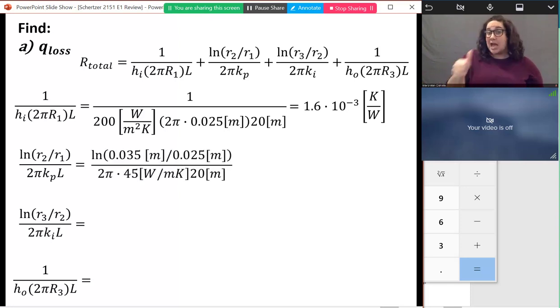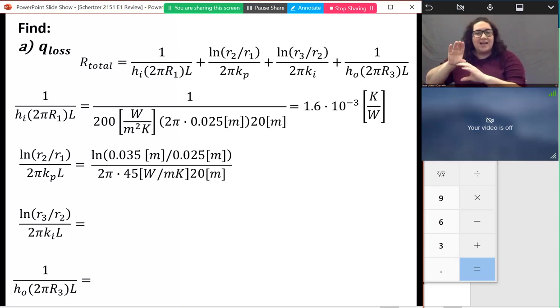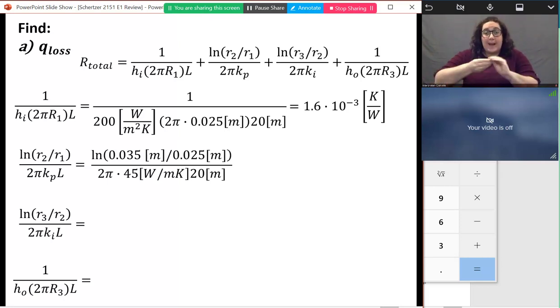So here now I can do the same thing for my conductive resistance through the first part. So this is through the pipe and not the insulation, right? I've got to make sure that I'm pulling the right values here, that I'm taking the conductivity for the pipe and not the conductivity for the insulation. So this natural log term is always the larger of the 2 radii divided by the smaller of the 2 radii. So it's R2 over R1.